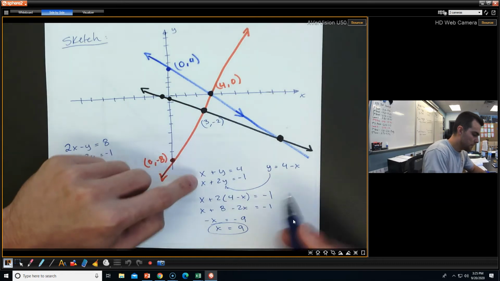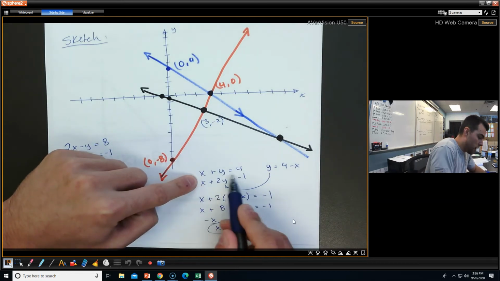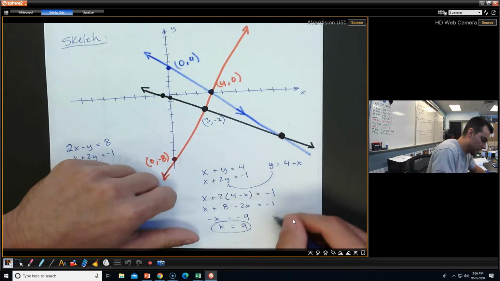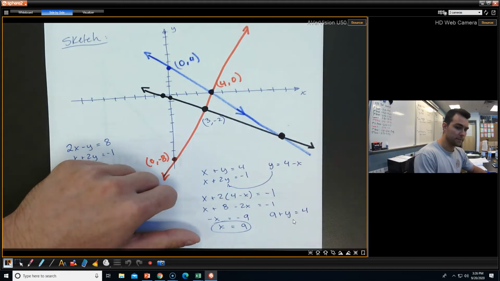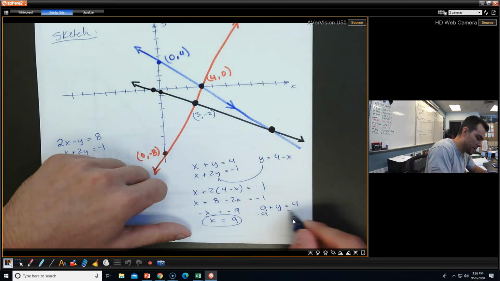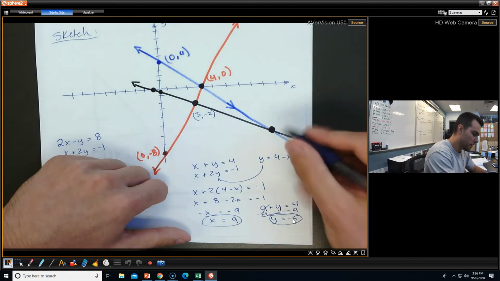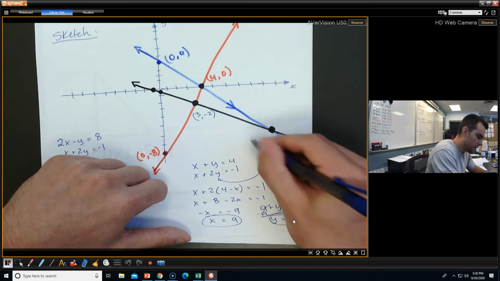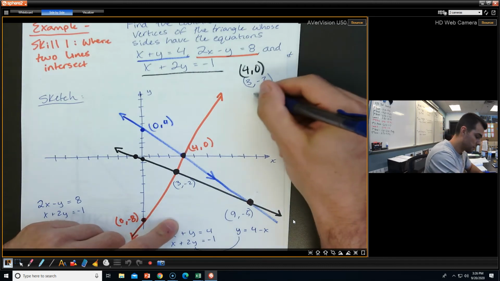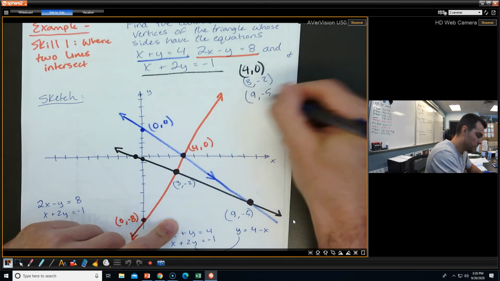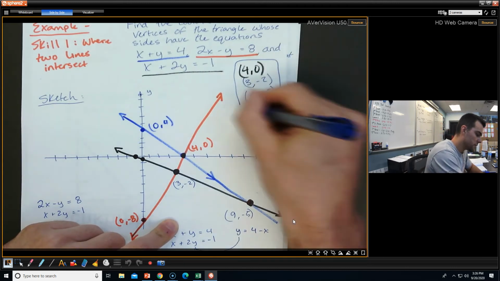Or, I'm sorry, if it's 9 plus y equals 4, I'm just going to write it down so you know what I'm substituting in. Subtract both sides by 9, I get y equals -5. So that point is (9, -5), and again, that does make sense. So those are our 3 vertices of our triangle, and this problem is solved.